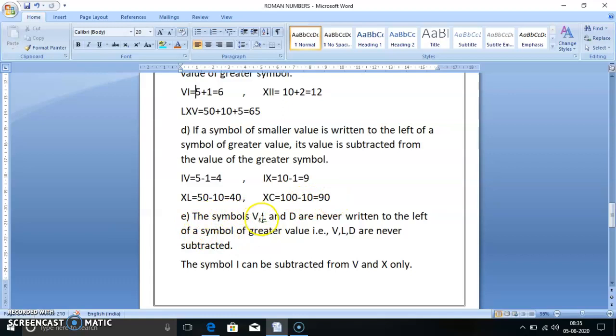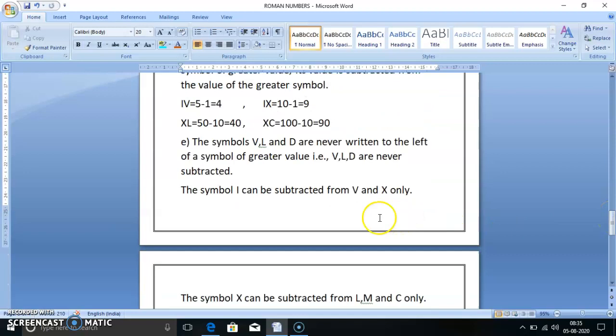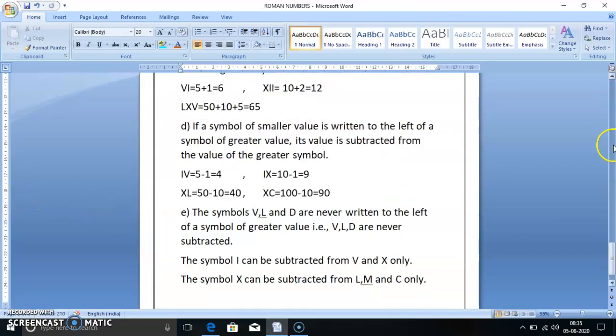Next rule: the symbols V, L and D are never written to the left of a greater value. That is, V, L, D are never subtracted. We cannot subtract V, L, D. The symbol I can be subtracted from V and X only, and the symbol X can be subtracted from L, M and C only. These all are the rules to find out the Roman numerals, or to write the value in Roman numerals.